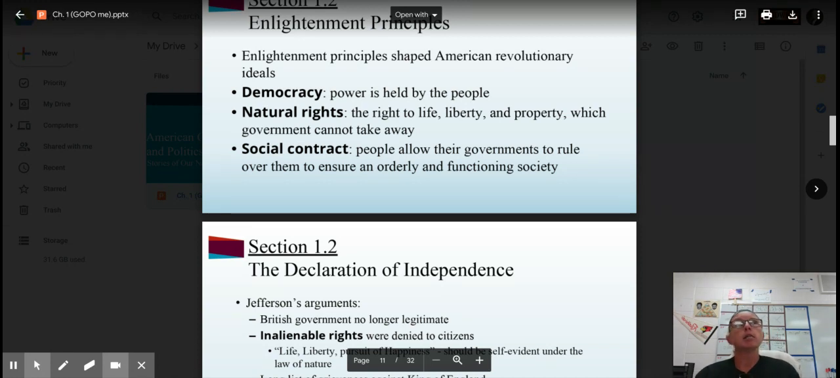So let's just look at this, for instance. I can't go and kill you because you have the right to your life, that I can't take away from you. The government just can't take away your life. They can't just come to your house and kill you either, because you have that natural right. They can't take that away.